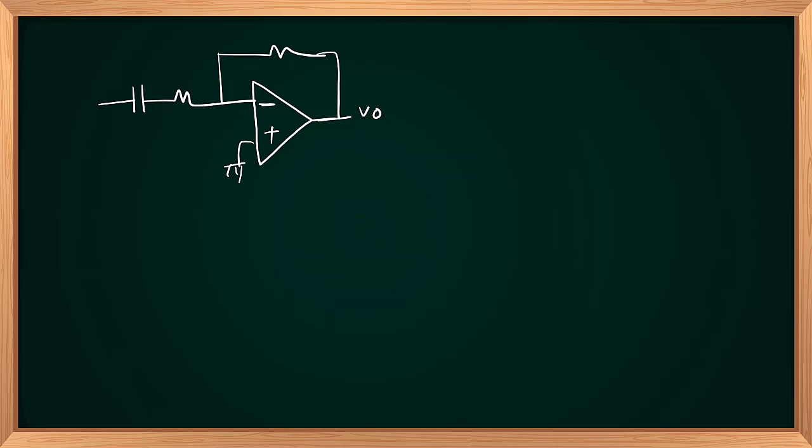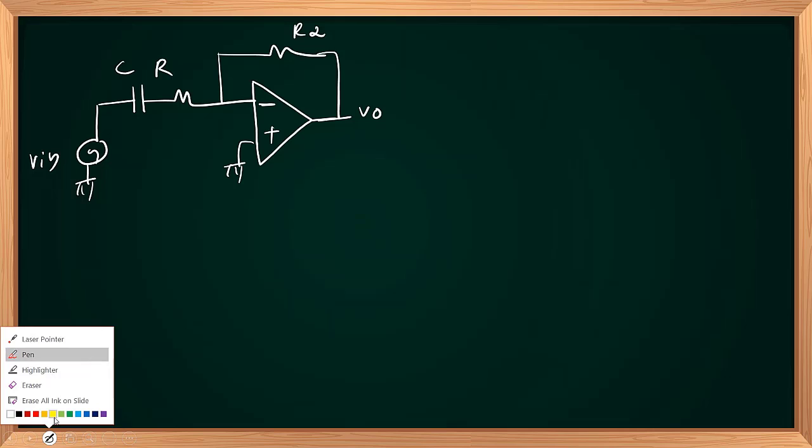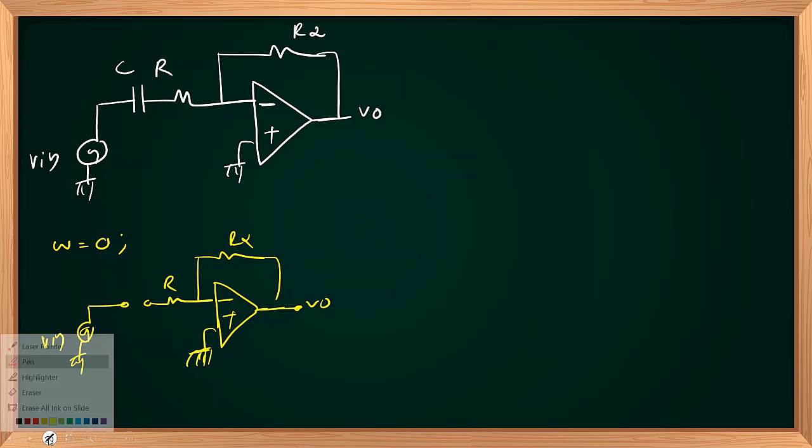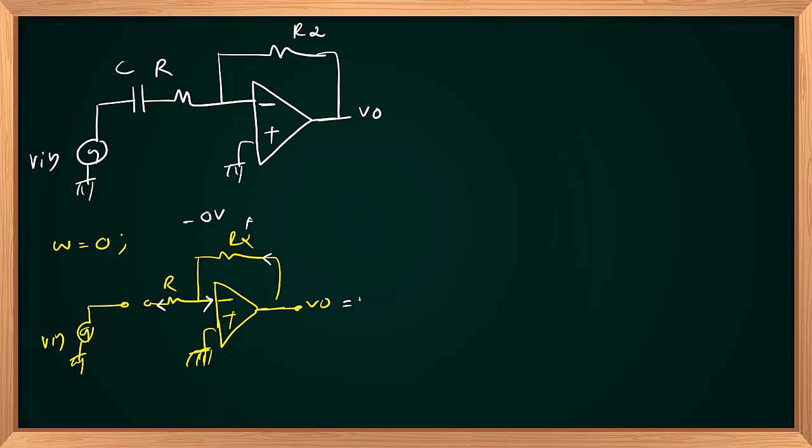If the op-amp is connected as shown here, negative, positive, ground, negative feedback, and here is my input signal, C, R, R2. Identify the type, it's quite simple as we did earlier. At omega equal to 0, the capacitor acts as an open circuit, so the circuit will look like this: negative, positive to ground, feedback R2. As we discussed earlier, there is no current into the op-amp, there is no current into the open, hence there is no current through R2, there is no drop across R2, so Vout is the same as V+.